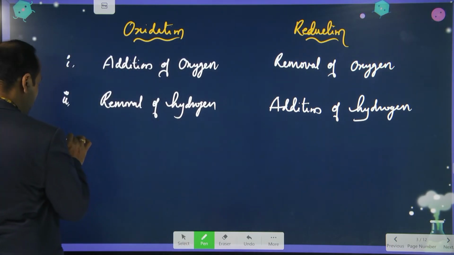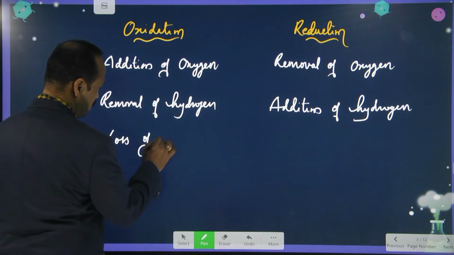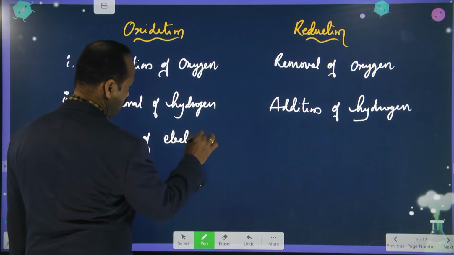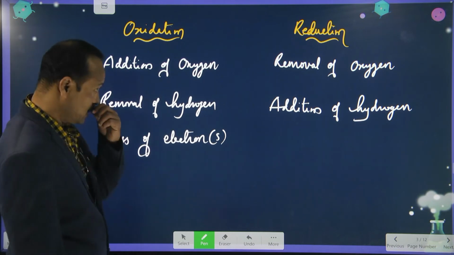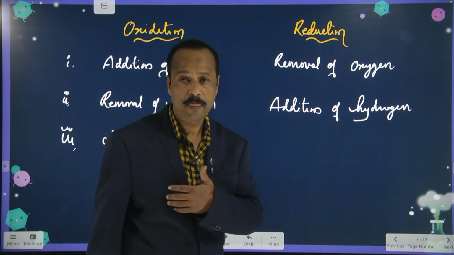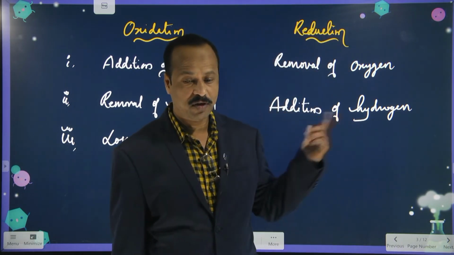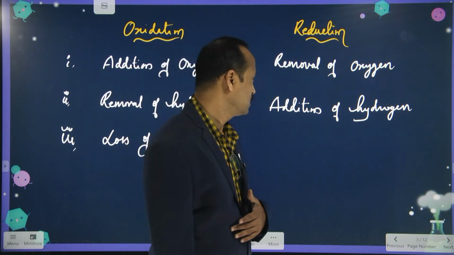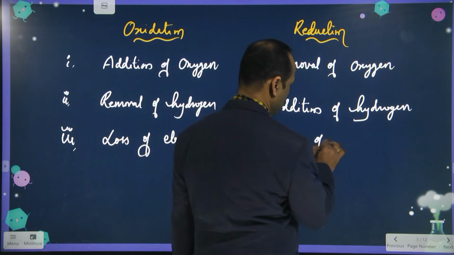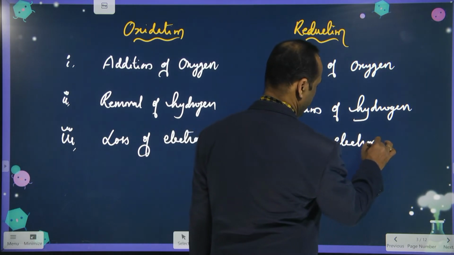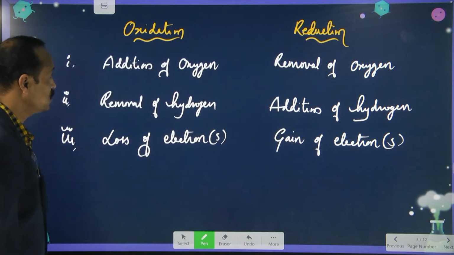One more definition is also there, in terms of electrons. Loss of electron or electrons, one or more. If any element is losing electrons from any compound, then that is called oxidation. Then what do you write for reduction? Gain of electron or electrons is called reduction. These are three very important definitions.